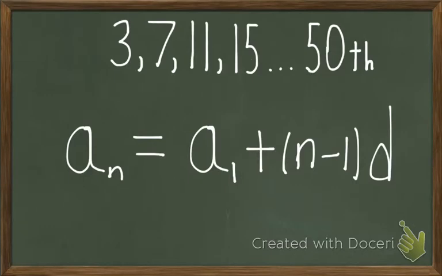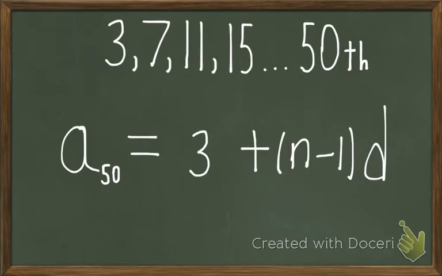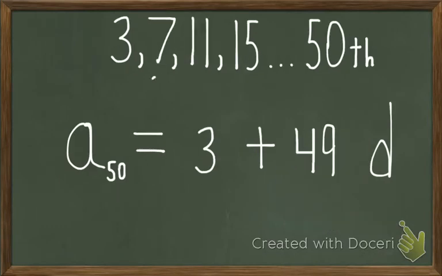So first, we're going to find an. Because we're trying to find the 50th term, you write a50. Next, a1 is just the first term, so you do a50 equals 3. Next, n-1 is just 50 minus 1, because we're trying to find the 50th term, and you just subtract 1. So 50 minus 1 equals 49. And finally, d is just the second term minus the first term. So you do 7 minus 3, you find that d equals 4.